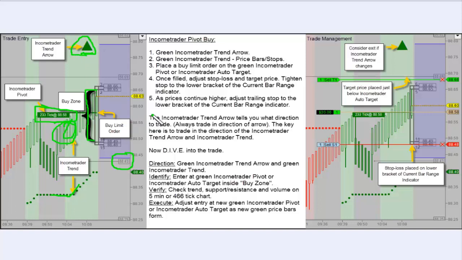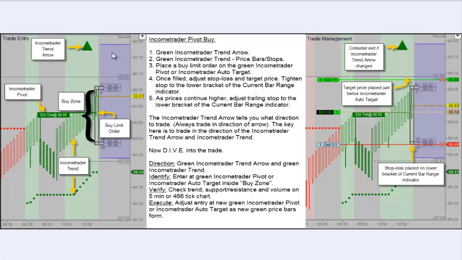And that's really the whole key to the setup. For us to place an Incometrader buy, the Incometrader trend arrow tells you what direction to trade. So always trade in the direction of the arrow. The key is to trade in the direction of the Incometrader trend arrow and the trend. If these two match up, you should be looking for a long setup. If they don't match up, meaning you have a down red arrow and green price bars, you sit on your hands and wait until they do.